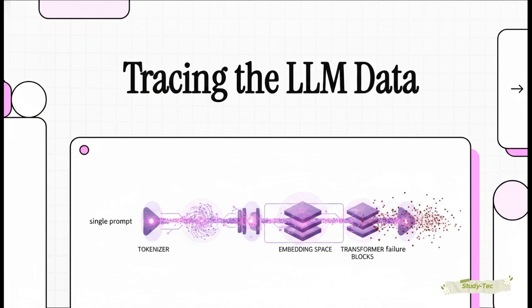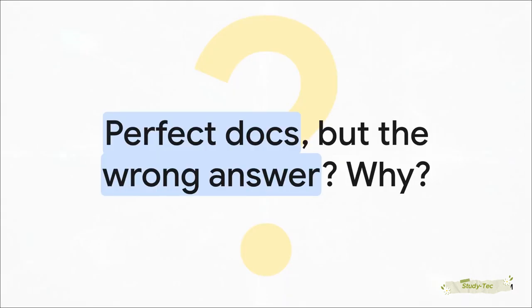We're going to trace the exact journey of a single prompt from its smallest granular unit all the way to its macroscopic effect on an AI model's architecture. We are going to unpack exactly how these systems process information and, more importantly, why they sometimes fail completely. Because, we've all been there.